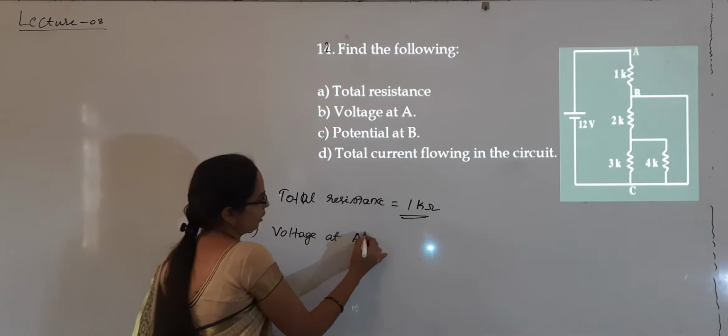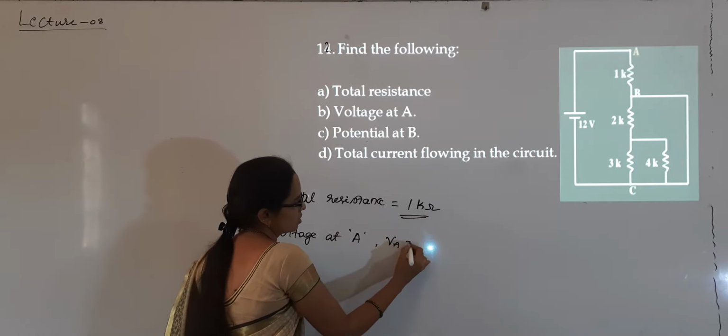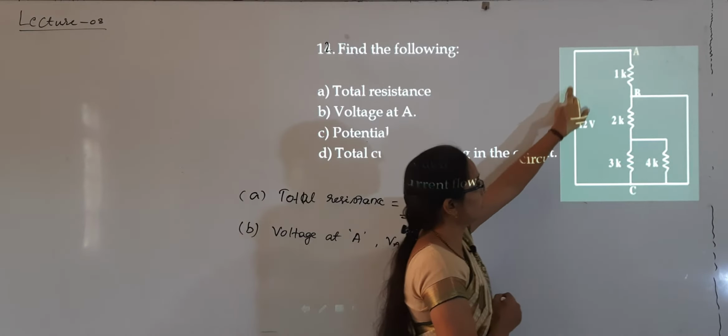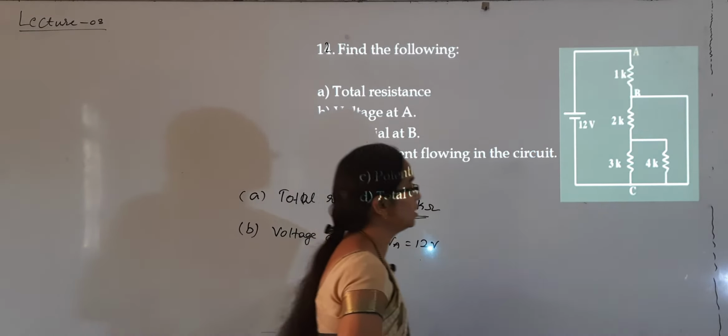Voltage at point A, that is VA, is equal to 12 volts. Whatever the potential here, that will be existing here, that is 12 volts.